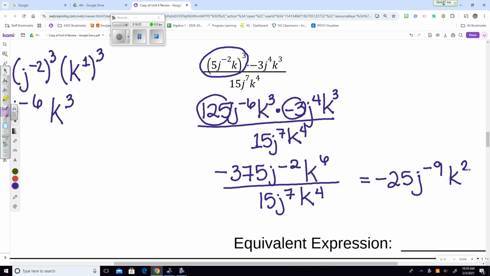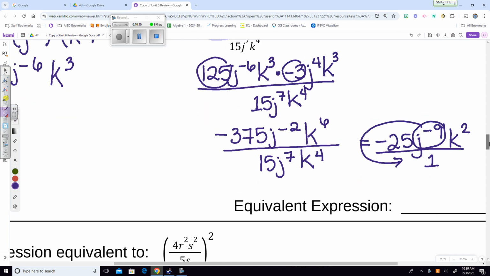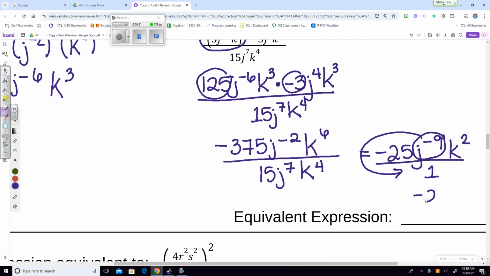Are we finished? No. Why are we not finished? We have a negative exponent. So what do you do with that negative exponent? Bring it down. Okay? So this gives us negative 25 k squared over j to the 9th. Good? Any questions for me?